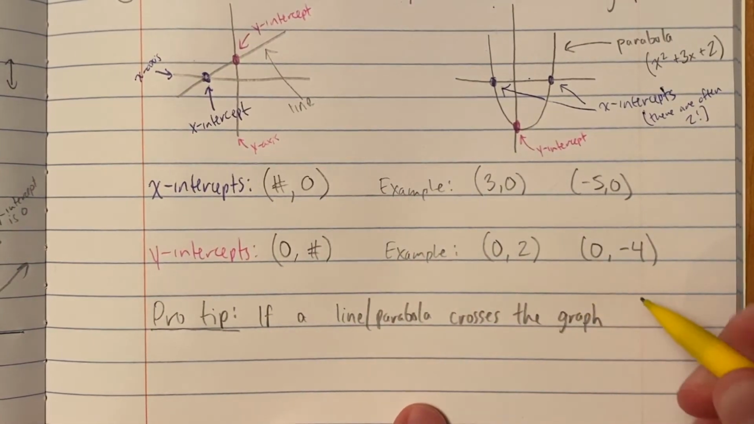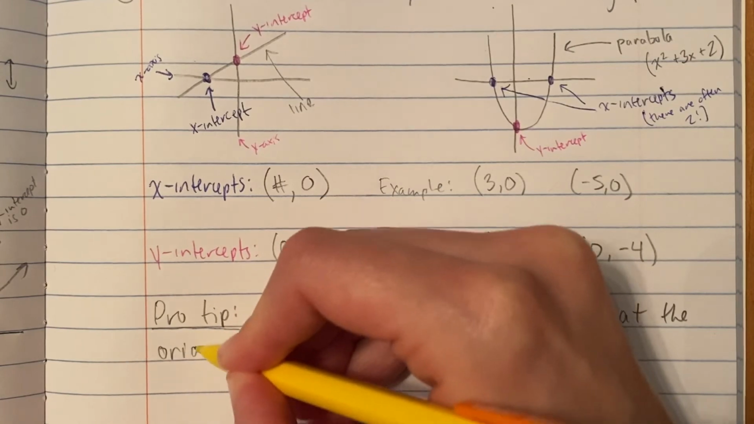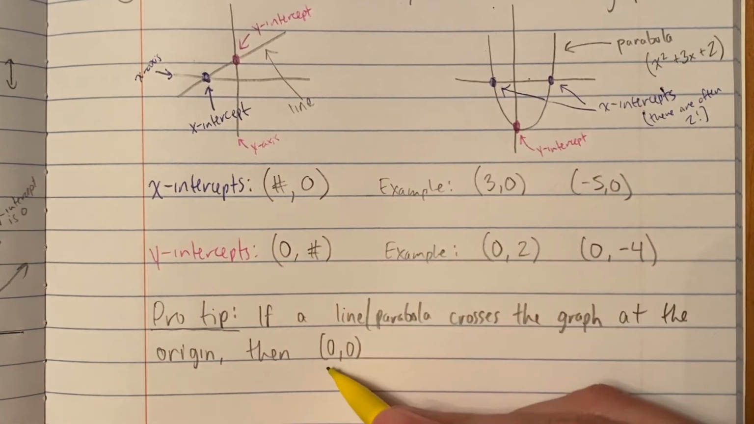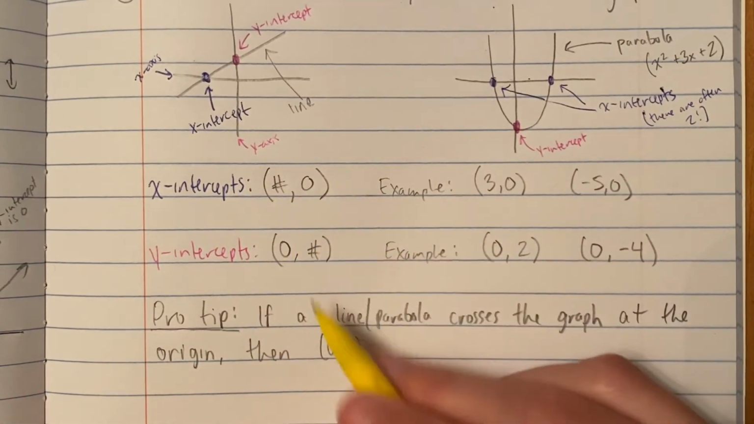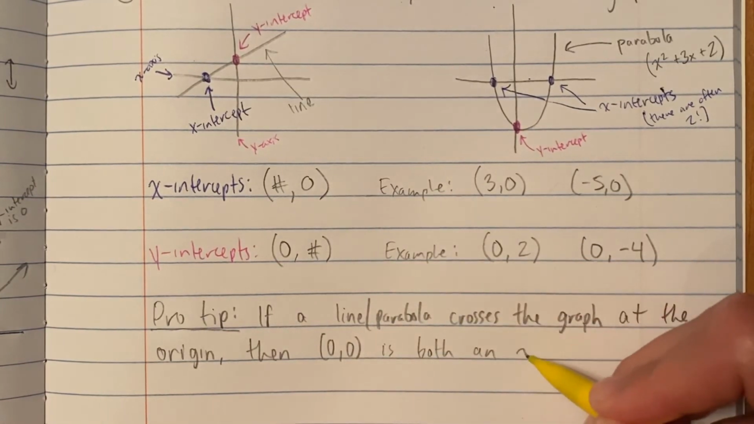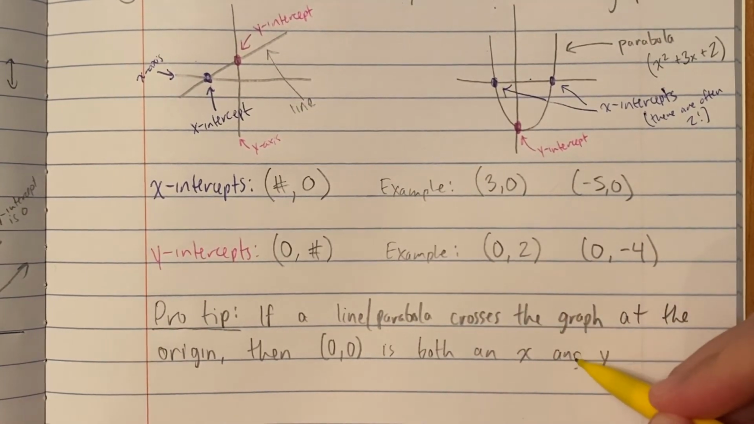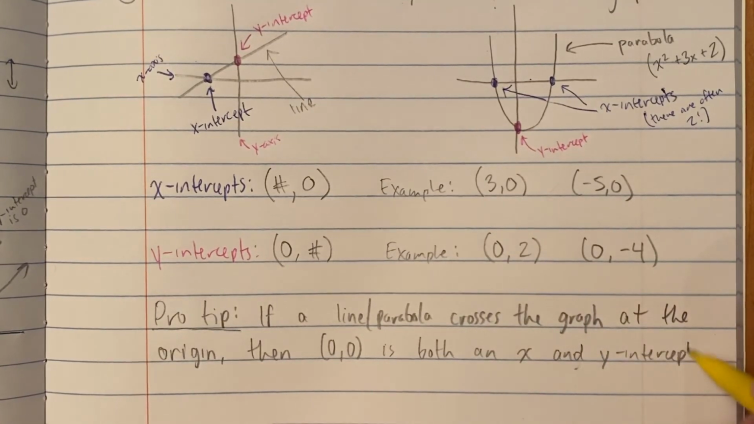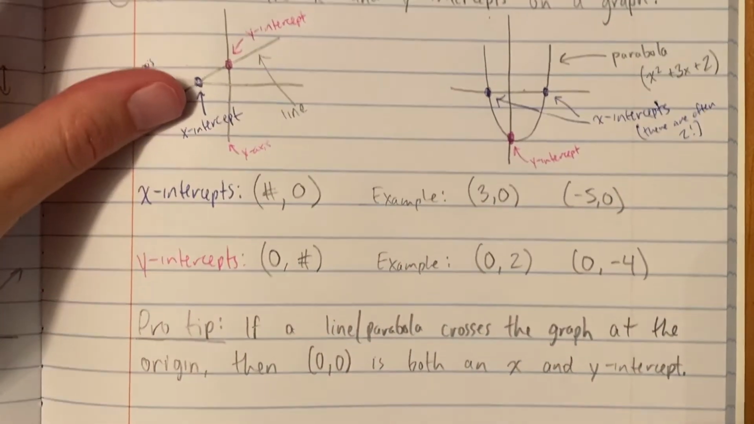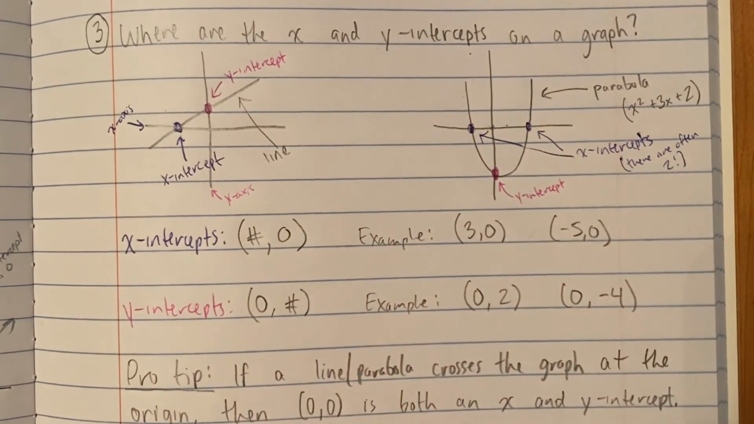Just something to be aware of, a little pro tip, because this happens sometimes. If a line or a parabola crosses the graph at the origin, that's the middle of the graph, then 0, 0, notice there's a 0 in both the x and the y coordinate, that would be both an x and y-intercept. Just something to be aware of. Sometimes students will run into a graph that crosses at the origin. They'll be like, oh, is that the x or the y-intercept? It could be both. If a graph were to go right through here, then that intersects both the y-axis and the x-axis.